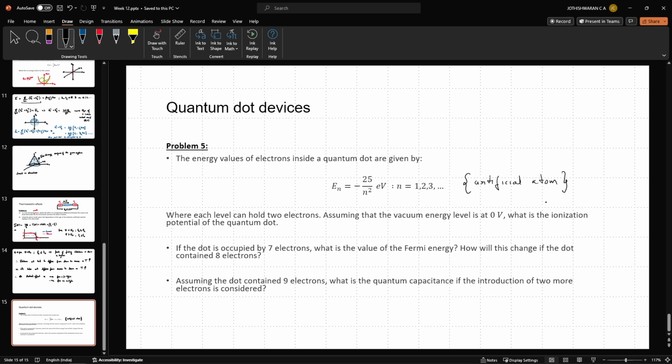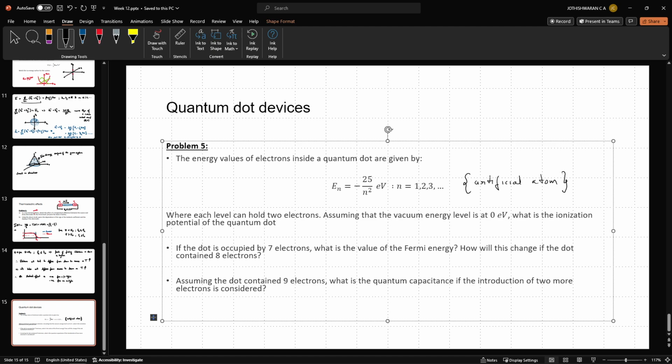Okay, and we are told that the vacuum energy is at zero. It's not at 0 volt, I should have said it's at 0 electron volts. So 0 electron volts is considered to be the vacuum energy level. So the first question is, what is the ionization potential of this quantum dot?